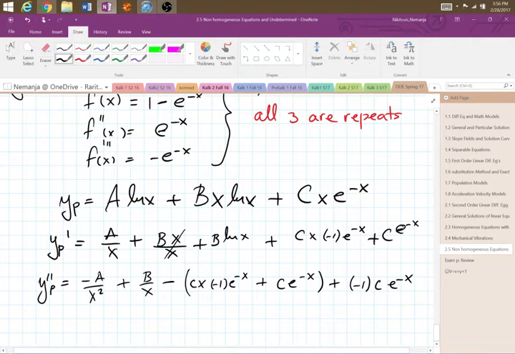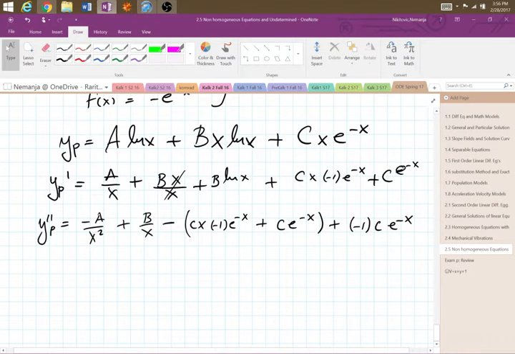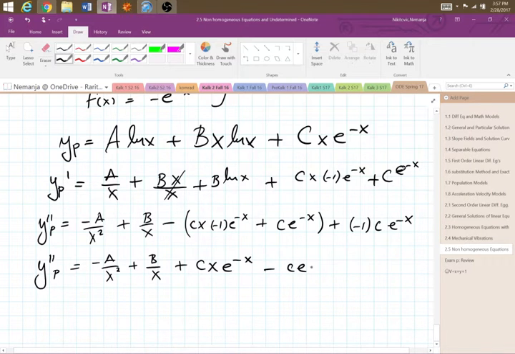Yeah, so I took that -1 out, so now I have to distribute everything and to make it look pretty as much as I can, because we got to take one more derivative, huh? Yay! So -a over x squared plus b over x plus, because minus and minus, cx e to the minus x minus ce minus x minus ce minus cx. Well, that combines into 2.